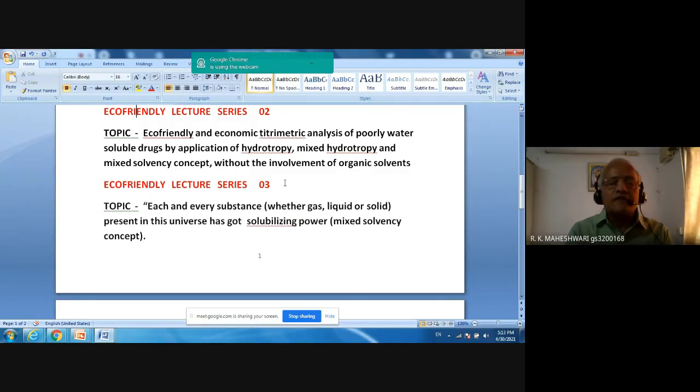Eco-friendly lecture series 3. Each and every substance, whether gas, liquid, or solid, present in this universe has got solubilizing power. Mixed solvency concept. This is the first parameter of mixed solvency concept.